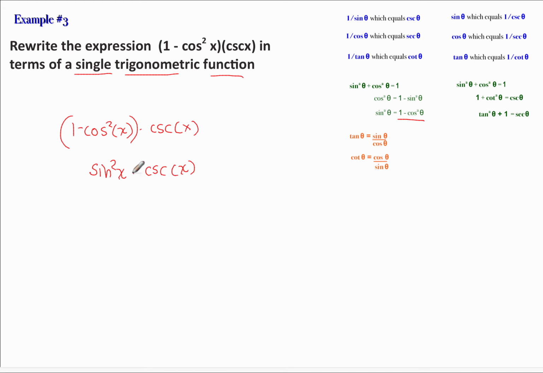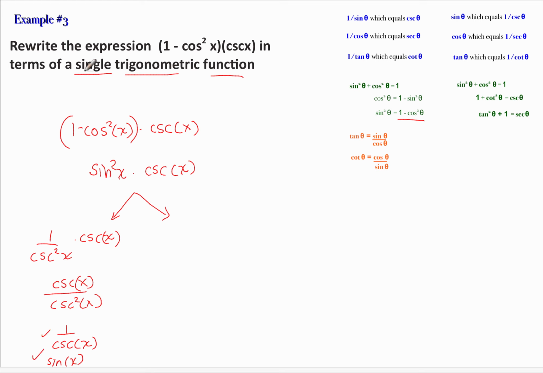So I could choose to go two ways. Some of you could say sine squared, you're going to choose to make that 1 over cosecant squared, and get cosecant x over cosecant squared x, which reduces down to 1 over cosecant x, which you could stop right there, or you could write it as sine x. Either place you stopped is correct because they said in terms of a single trigonometric function.